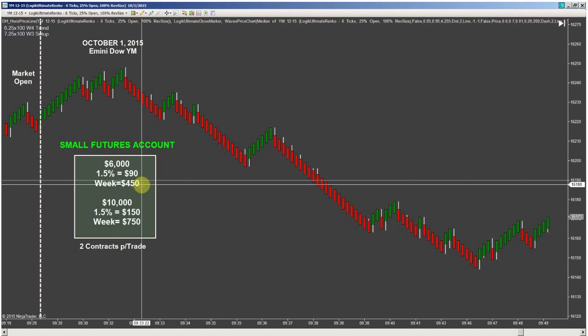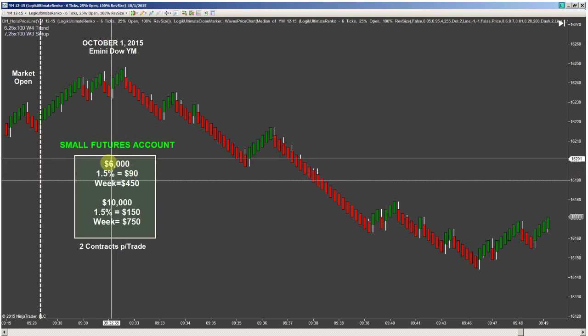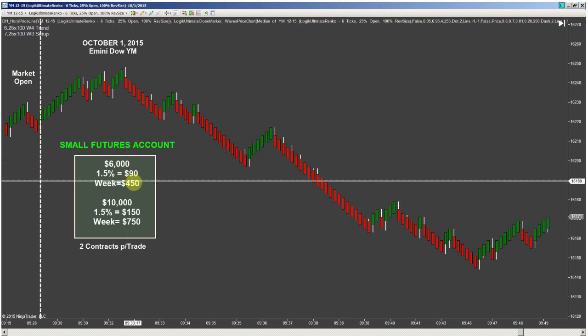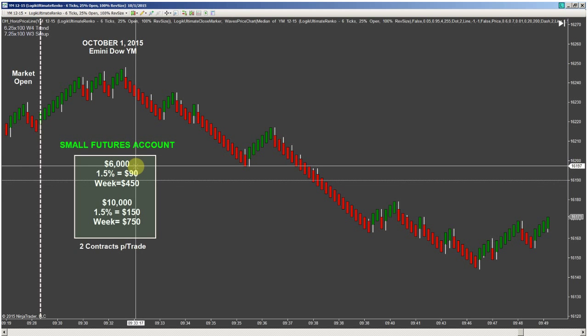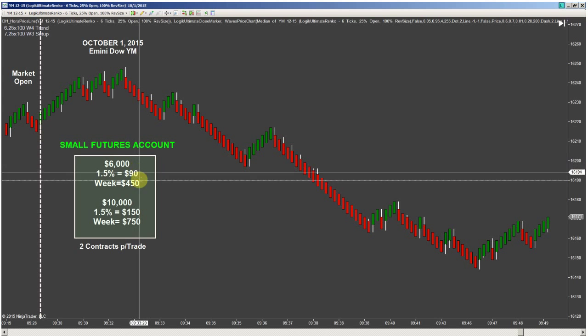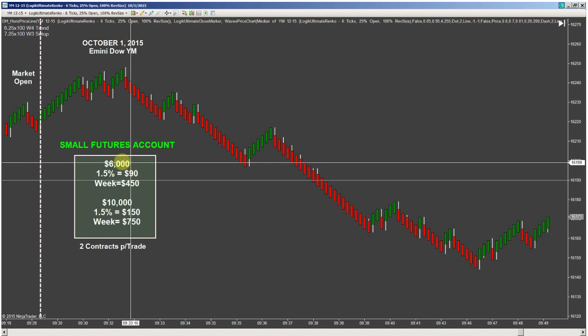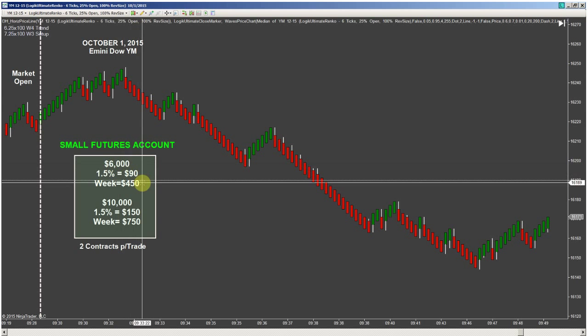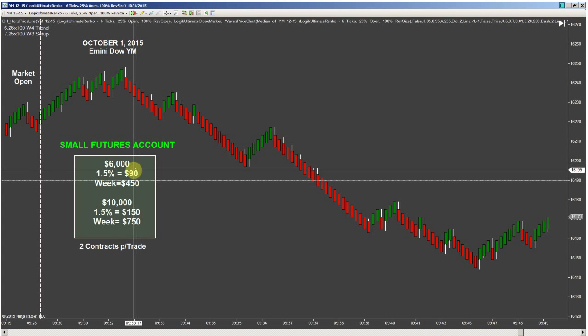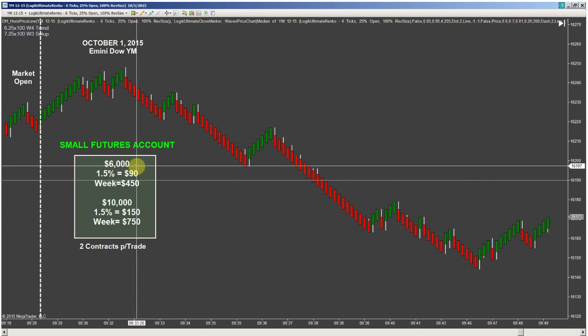In fact, $450 a week in about 3 months, you could almost nearly double that account. I think in 3 months trading, you should be very close to $6,000, about $5,500. In 3 months, so you could almost double your account in 3 months. So look on out, 3, 6, 9, 12, you could nearly quadruple your account in a year. So there's no reason to take undue risk. Take your $90 on your 6K account, you're done.